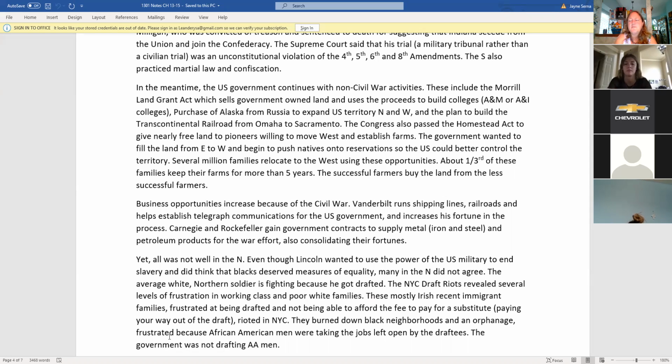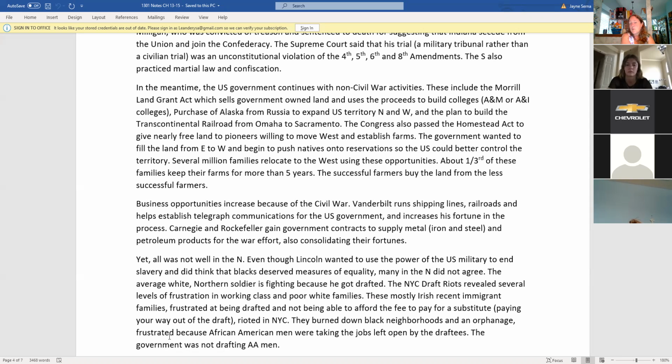So, non-Civil War activities that are important include the Morrill Land Grant Act, which has the federal government selling federal land and using that money from the sale of federal land. They keep a little chunk of it to plan colleges like A&M or A&I colleges. If I recall, the A&M is often agricultural and mechanical, but sometimes it's agricultural and mining. And then the A&I is usually agricultural and industrial.